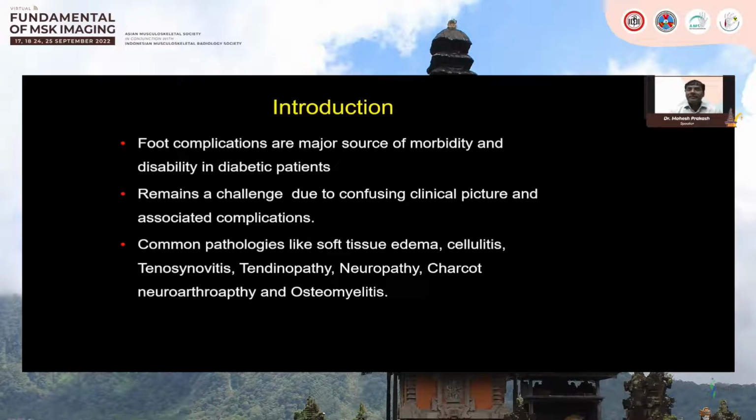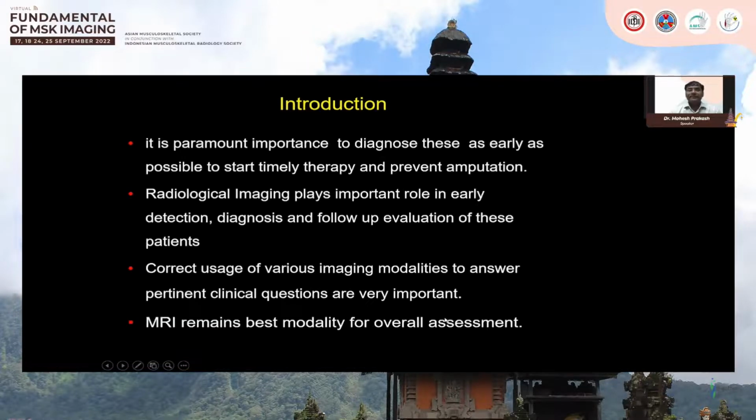There can be various pathologies in the diabetic foot, which can be soft tissue involvement or bony involvement. The common pathologies are soft tissue cellulitis, tenosynovitis, tendinopathy, and neuropathy. But the common and important pathologies are neuroarthropathy, or what we call Charcot foot, and osteomyelitis. It is important to diagnose these pathologies as early as possible, to start timely therapy and to prevent amputation in these patients.